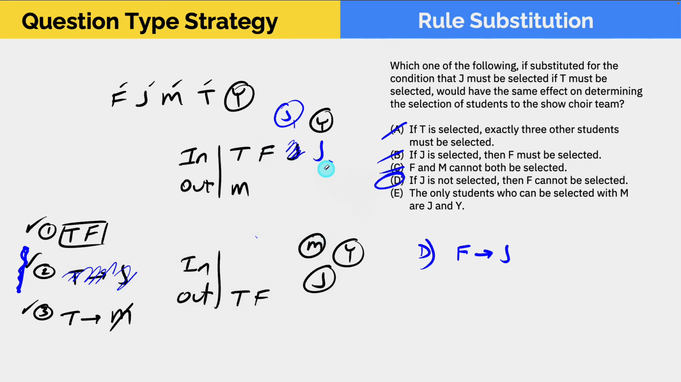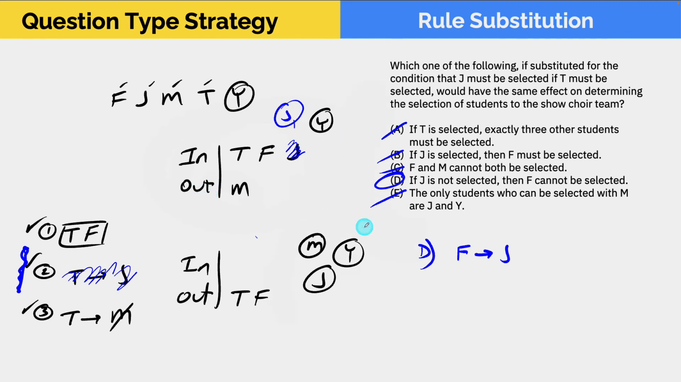Now let's think about why answer choice E is not correct. E says the only students who can be selected with M are J and Y, so we're evaluating whether this rule, if true, makes it so that whenever you select T, you have to select J. Well, that's just about this second world here, right? This is the world where T is out. And this world is not relevant to proving that whenever T is selected, J has to be selected. So answer choice E does not have any effect on the relevant world.